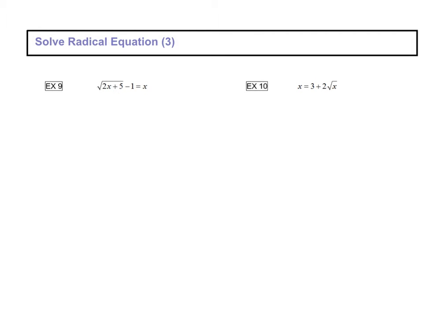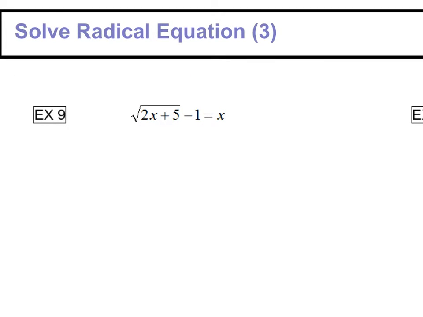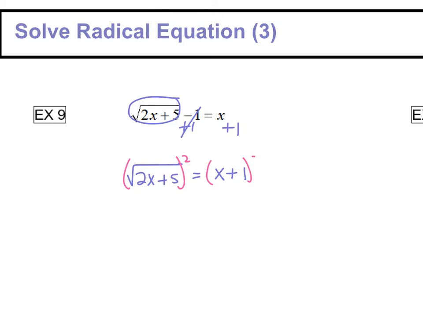All right, so back at it with some more radical equations. We're going to isolate our radical right here. We're going to add 1 to both sides. We have the square root of 2x plus 5 is equal to x plus 1. Square both sides to cancel the radical.